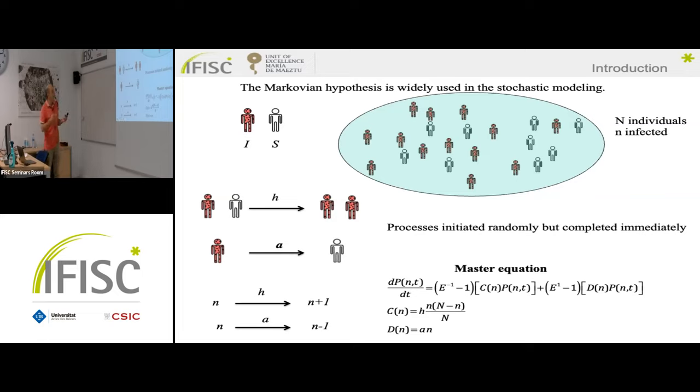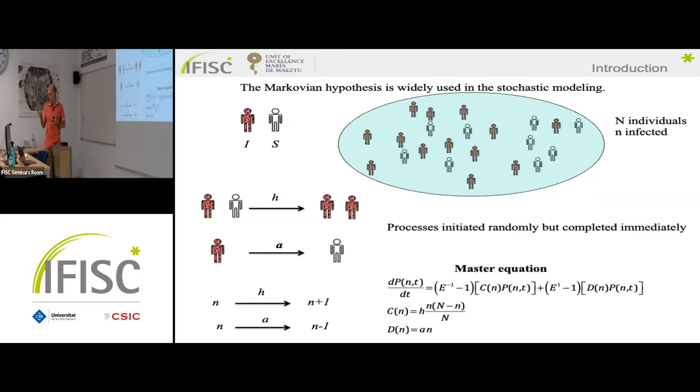Now, one of the basic assumptions that is made many times, not always, is that things occur immediately. So you are, for instance, in the infected state, and then you recover all of a sudden, at any time, with a constant rate. This is the Markovian hypothesis. Things happen, maybe with some probability, but it doesn't depend on previous history. So the fact that you recover at a constant rate doesn't take into account how long you have been in the infected state. This is wrong, plainly wrong.